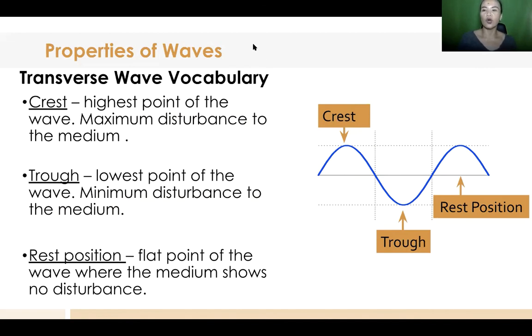So it shows no disturbance if it is at the rest position. Okay, so what you can do, you just have to write down the parts of your waves. So again, let's summarize. The top is your crest. You can just label it. You can just draw it on your paper just so you can remember later on. Crest is the top part of your wave. Trough is the lowest. And then the rest position is the flat point when there's no disturbance at all.